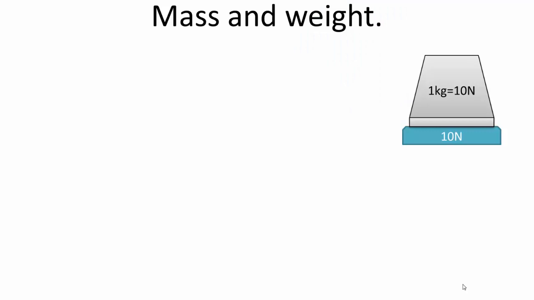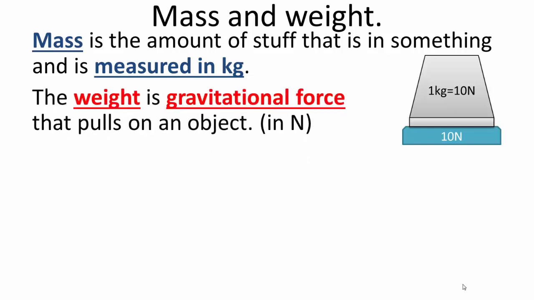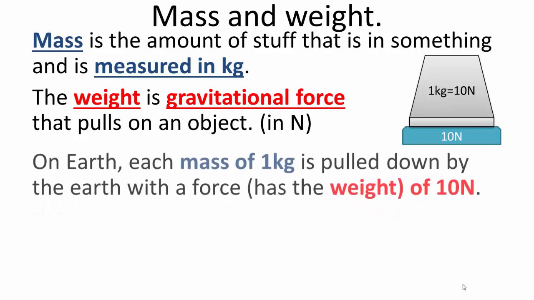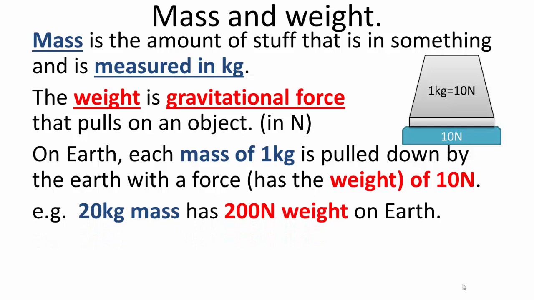Now, mass and weight, let's look at them together. The mass is the amount of stuff that's in something and is measured in kilograms. The weight is the gravitational force that pulls on an object, and that's measured in newtons. On Earth, conveniently, each mass of 1 kilogram is pulled down on the Earth with a force of 10 newtons. So each kilogram weighs 10 newtons. And that makes the maths very easy. For example, 20 kilograms mass on the Earth has 200 newtons weight pulling down on it on the Earth.